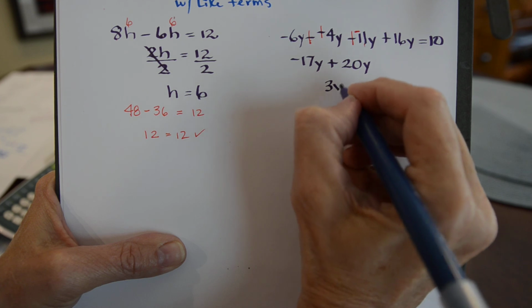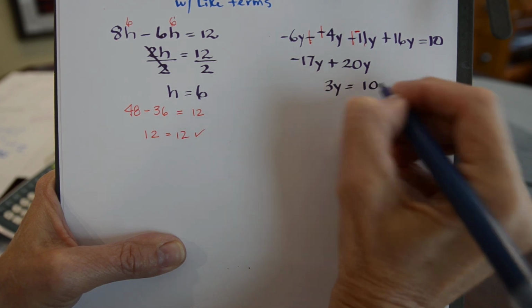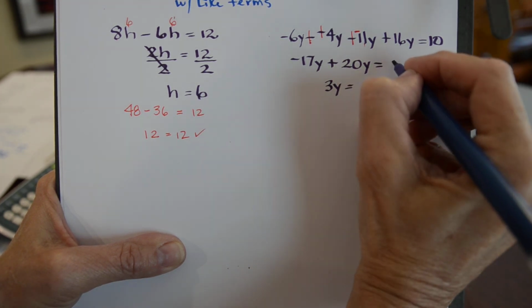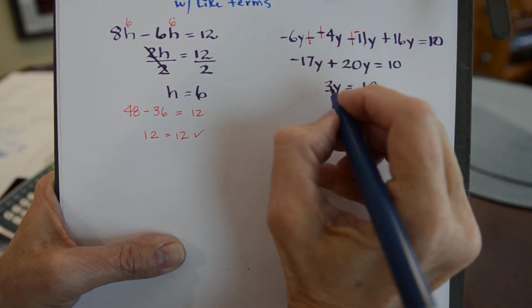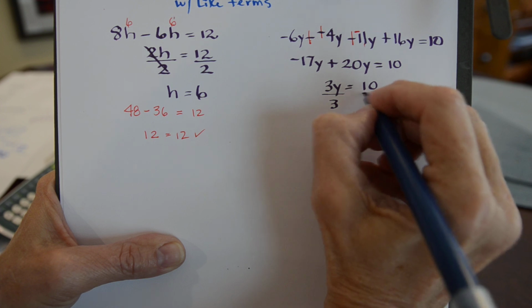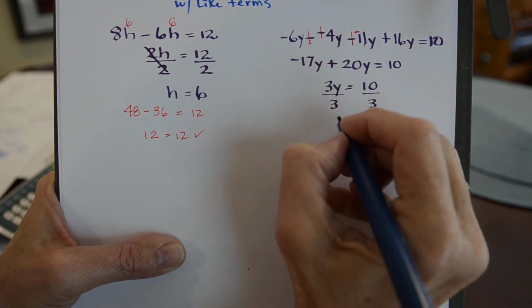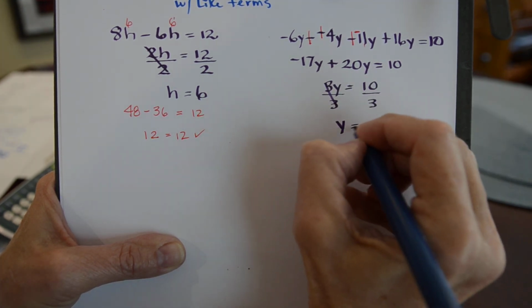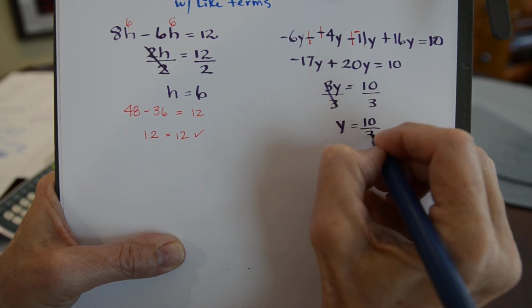3y equals 10. And then I need to divide both sides by 3. And so the answer would become y equals 10 thirds.